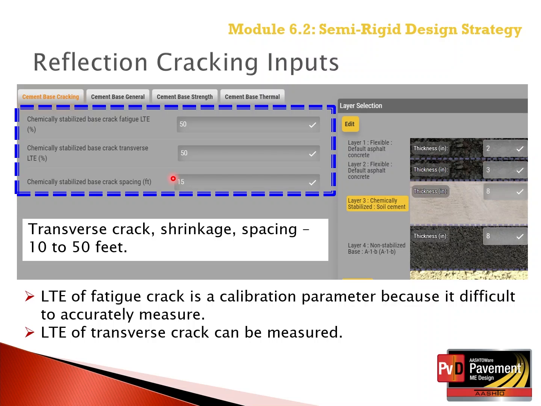So the transverse crack shrinkage spacing is generally about 10 to 50 feet. But again, that is dependent upon the type of material. And again, Pavement ME does not calculate that value. So the user has to determine it external to the software.